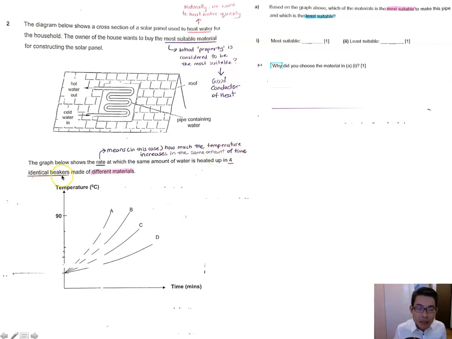And when we see identical beakers, usually it means really identical. But in this special case, identical actually means similar. So it means that in this case, the shape is the same, the size is the same, but the materials are different. So in my opinion, it's actually better to use the word similar because they may have different materials. Now let's take a look at the graph.